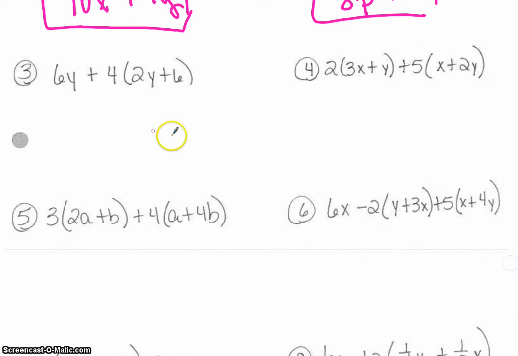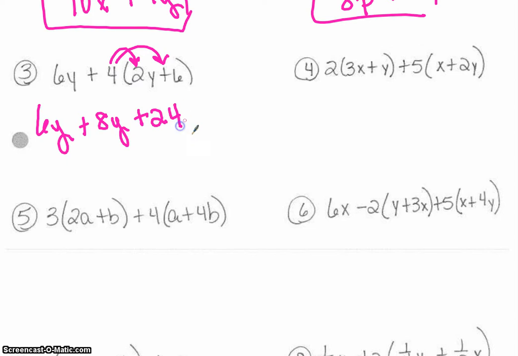All right, number 3, your 6y is going to come down, and then your 4 has to be distributed. 4 times 2y is going to be plus 8y, and 4 times 6 is going to be plus 24. Then you have to combine your like terms. Remember, when you're distributing, you multiply. The rest of the time, it's either add or subtract. So 6y and 8y give me 14y, and I bring down the plus 24.